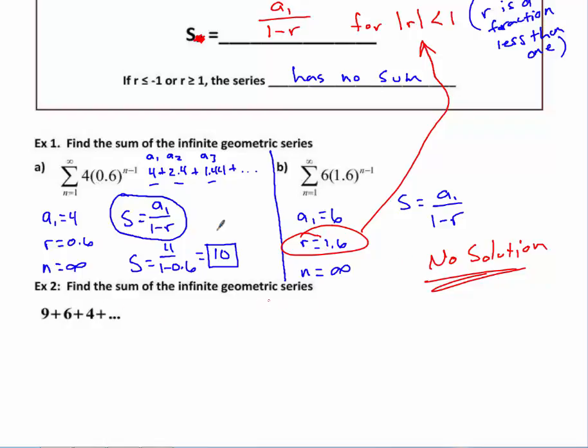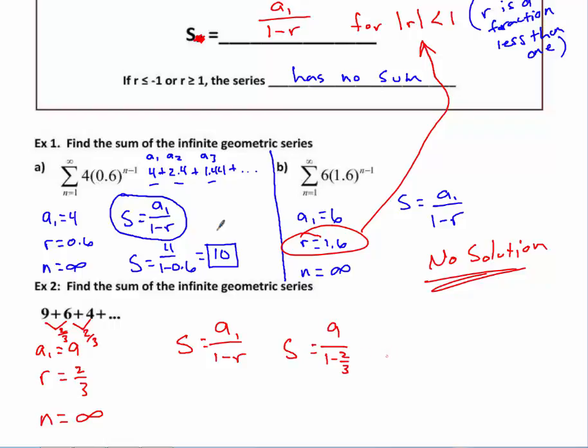So find the sum of the infinite geometric series. a sub 1 equals 9. Our common ratio r is, what do we have to do to 9 to get 6? Well, we multiply it by 2/3, so that's our common ratio. And normally we would need to find our n, right? Because we don't know how many things are in the series, but because it's an infinite geometric series, S equals a sub 1 over 1 minus r. So 9 over 1 minus 2/3, you do it in your calculator, it's 27.